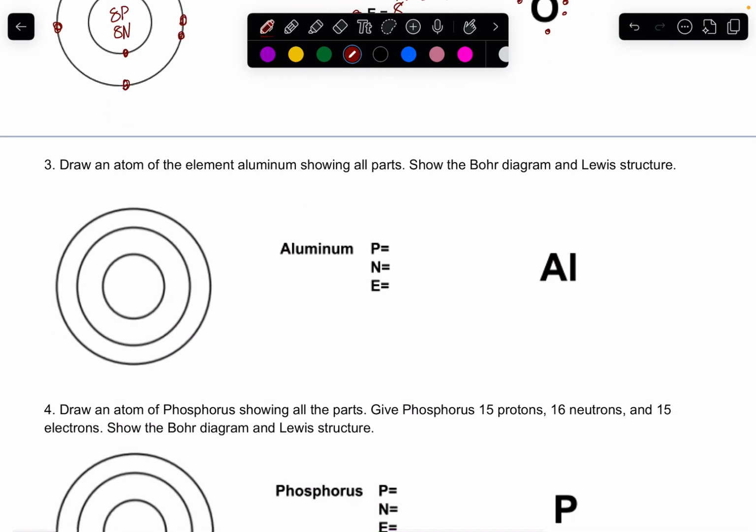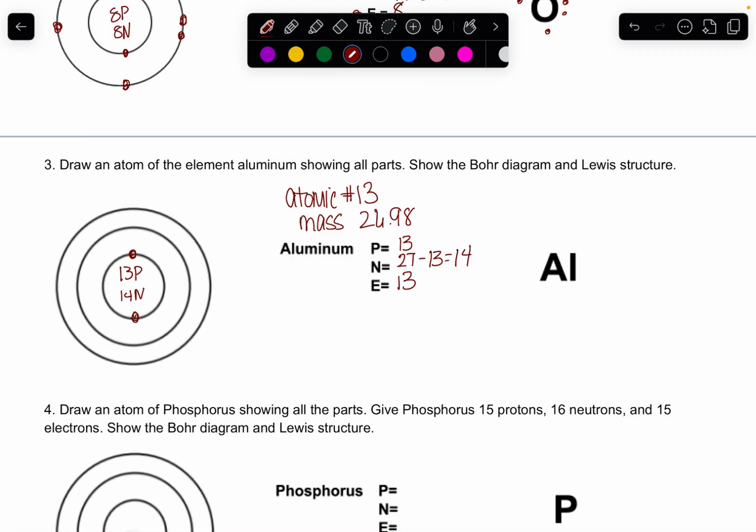Aluminum on the next page. Aluminum has an atomic number of 13, and it has a mass of 26.98, which we're going to round to 27 when we find our neutrons. If my atomic number is 13, my protons are 13, and my electrons are 13. I take my mass of a rounded 27 for neutrons minus my 13 protons, and I end up with 14 neutrons left.